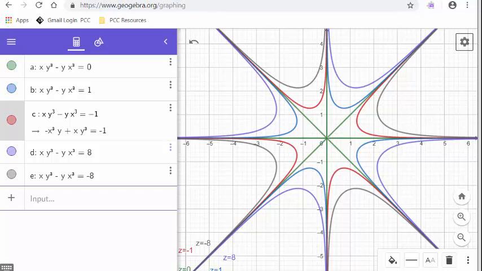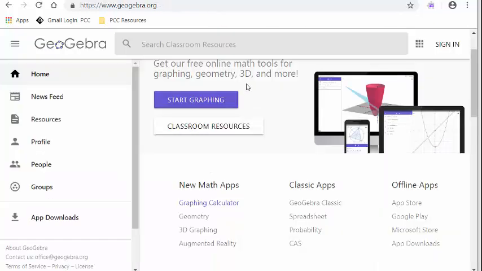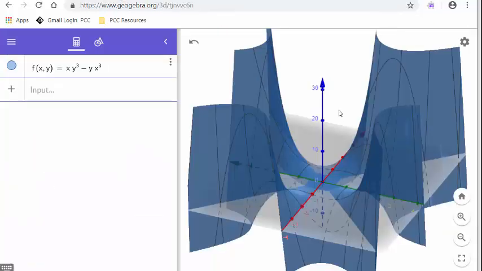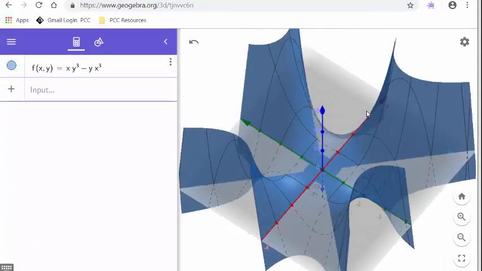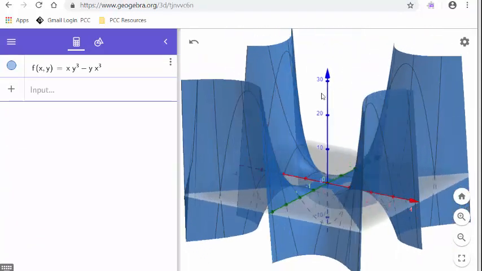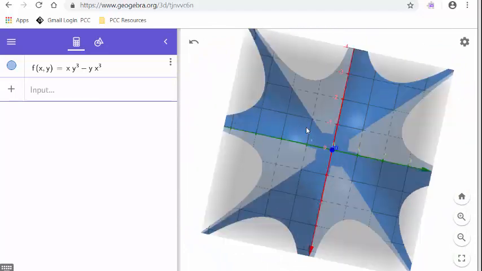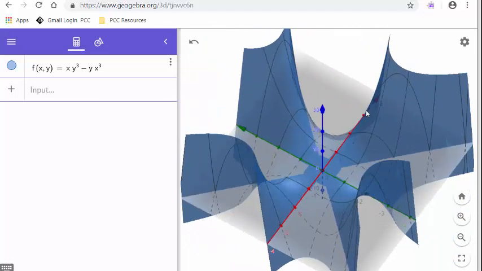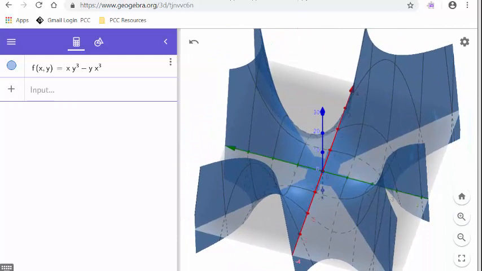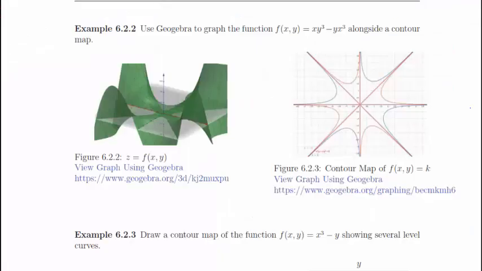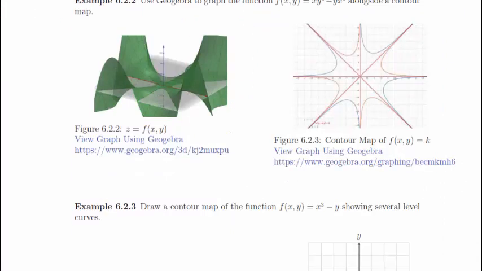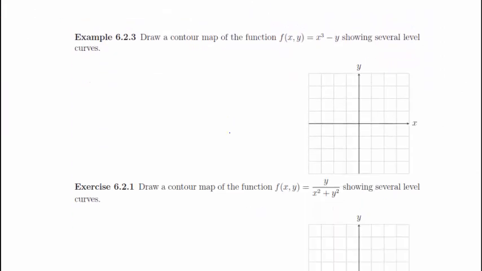So pretty cool graph. And again, look at this and compare with the 3D picture, and hopefully we can see what's going on, how that contour map matches up with this 3-dimensional image. Okay, so that's how we would do that in GeoGebra.